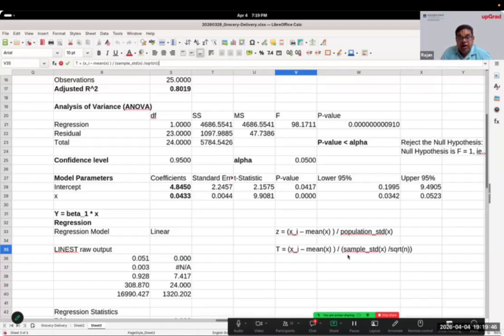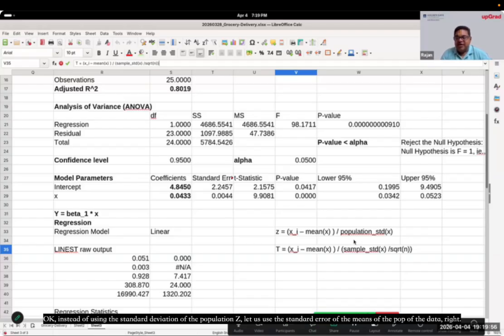If you look at this, it doesn't seem to give any clear indication of what is happening. This is nothing but the standard error of the means. Instead of using the standard deviation of the population, he said let's use the standard error of the means of the data. That's the way you would approach it.